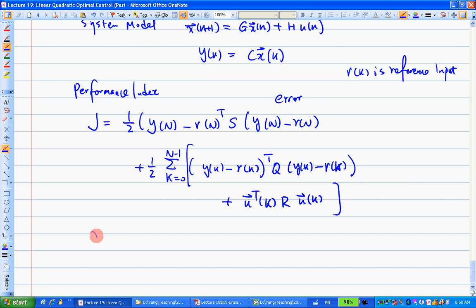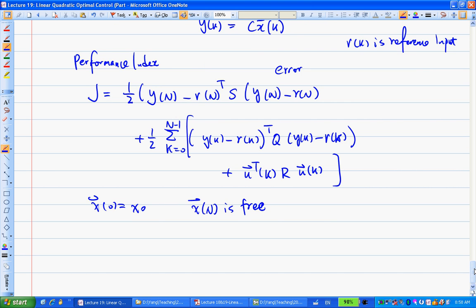And of course your initial condition is x of 0. Now, in this particular case, you don't have x of N because it's not inside this J now, so it's free. Well, not necessarily free, it's still being controlled, right? So what do we do next then?